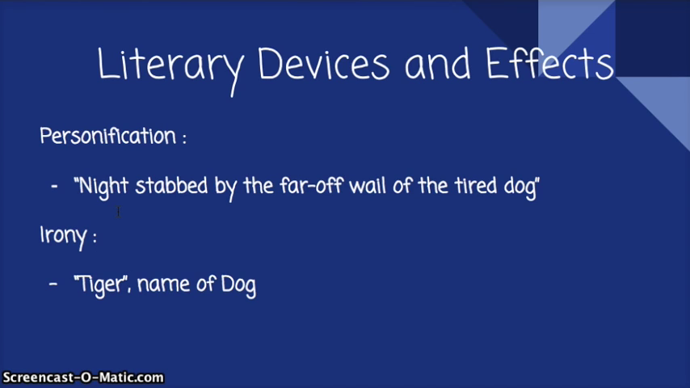Lastly, irony was used in the story by naming the dog Tiger. The dog's name is Tiger, but this is ironic because the dog in the story has neither the fierceness of a tiger nor does it have the courage of one. In the story, it is weak and meek, highlighting the contrast.